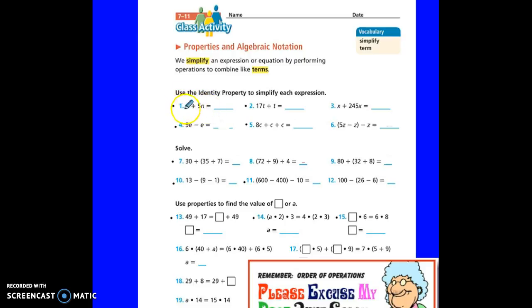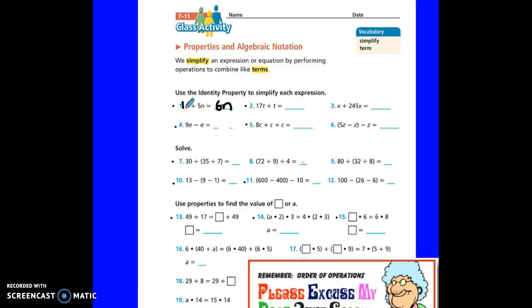But if there's not a number in front of a letter, just think of it as 1. So really what this is saying is 1n plus 5n. And when you see that, you can just solve it with the numbers and add the n. So I think, okay, 1 plus 5 is 6, but I have those n's, so it's 6n. Now, when we see them right next to each other like that, it actually means multiply.